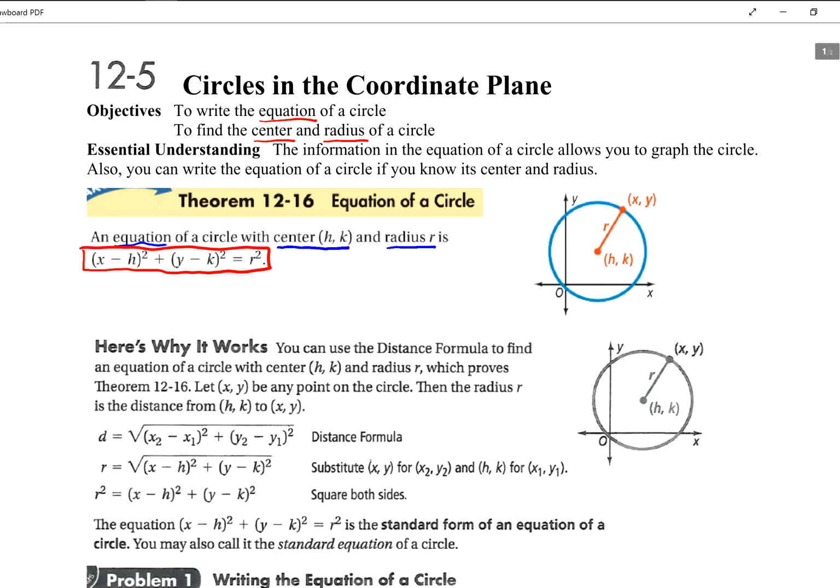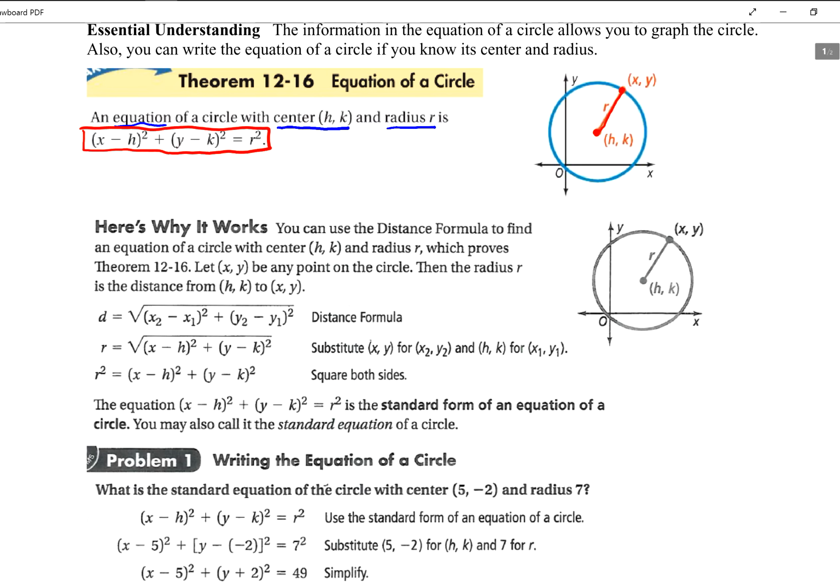And if we look over here at our diagram, we see that (h, k) is the center and the radius has a length r, and it touches our circle. It ends on our circle at some point (x, y). Remember, the radius goes all the way around, so we can use any point (x, y) that is on this circle in this equation.